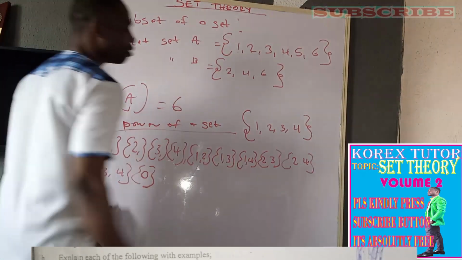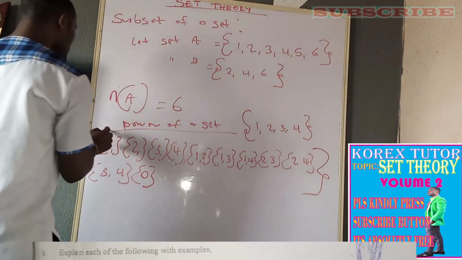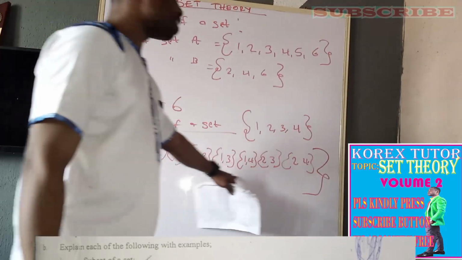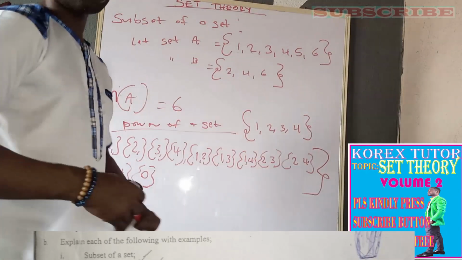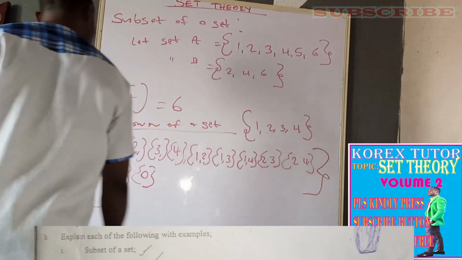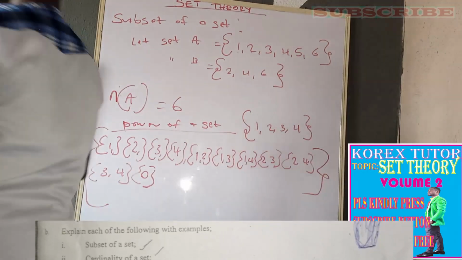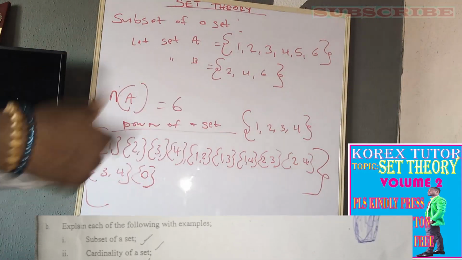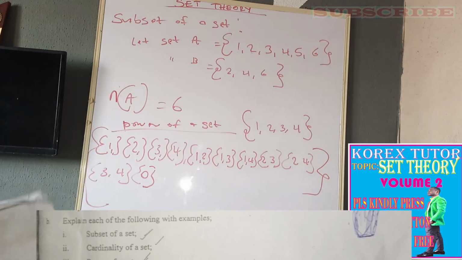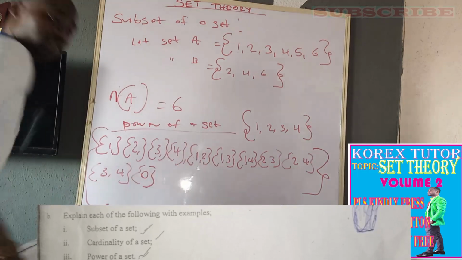So when they say the power of a set, it simply means the set that will contain all the subsets that can be found in this given set. That is just the little example I can give on the power of a set. I'm going to explain it better in the future when I solve questions pertaining to it.